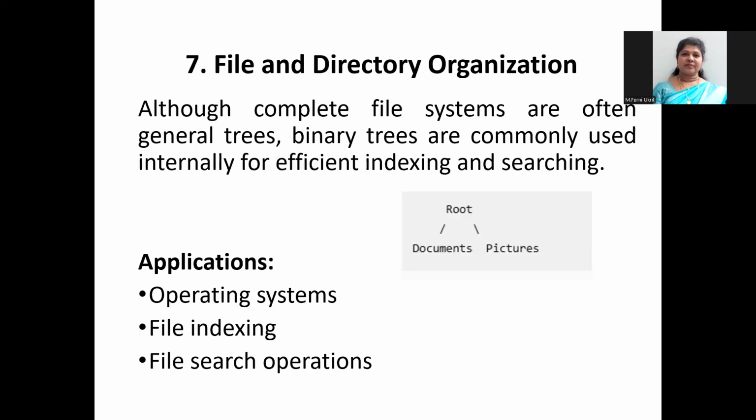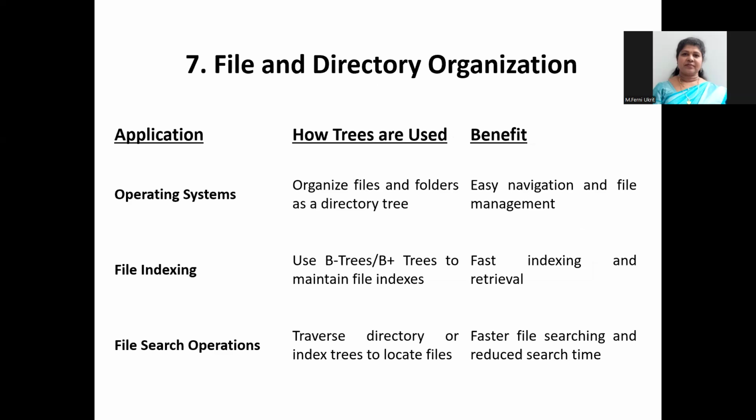Okay. So next is the file and directory organization. Normally, binary trees are commonly used internally for efficient indexing and searching. So operating under root, documents, pictures, under documents a few files, under pictures a few files, etc. will be stored. Now the applications will be operating system, file indexing, and file search operations. So for operating systems, you can say that they organize files and folders as a directory using the tree structure called the directory tree.